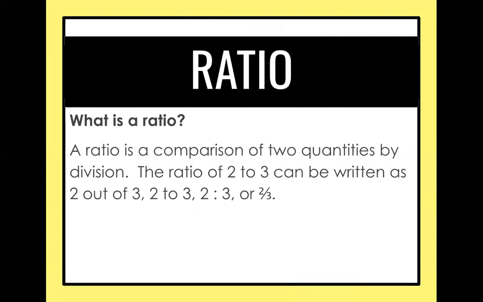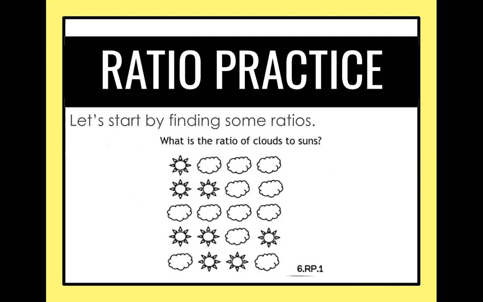A ratio is a comparison of two quantities, and a quantity is an amount, isn't usually a number, by division. The ratio of 2 to 3 can be written as or said as 2 out of 3, 2 to 3, 2 and the colon 3, or we can even do it as a fraction, which we'll be working with, as 2/3. So let's start by finding some ratios.